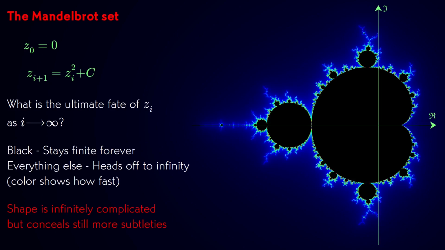The usual visualization shows one color for numbers in the set, and then has a palette of other colors describing how fast the rest of the values of C shoot off. Even the main body of the set conceals subtleties. The YouTube user Mythologer did a terrific video on this, which I highly recommend. Look in the description for a link.